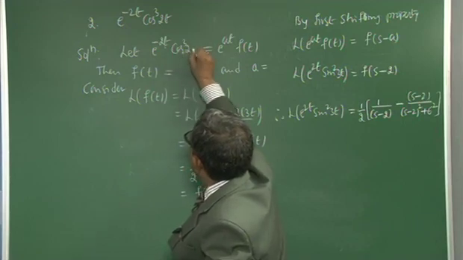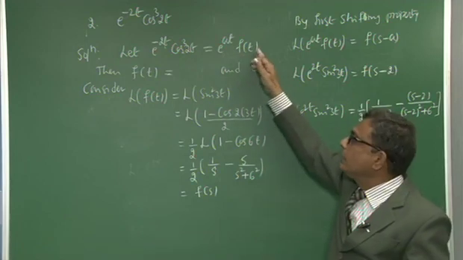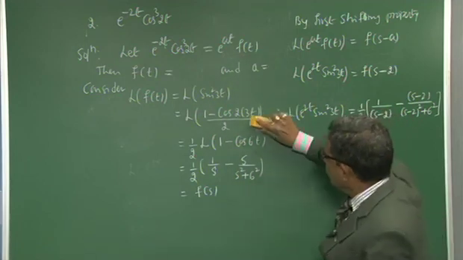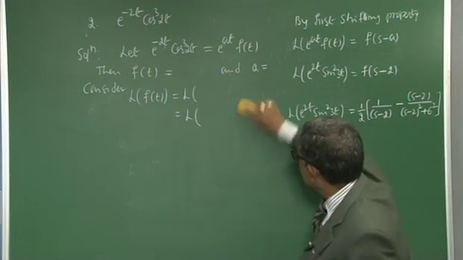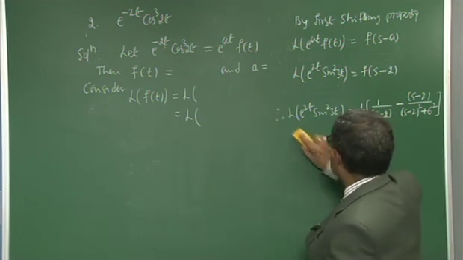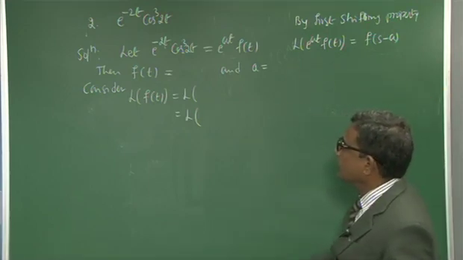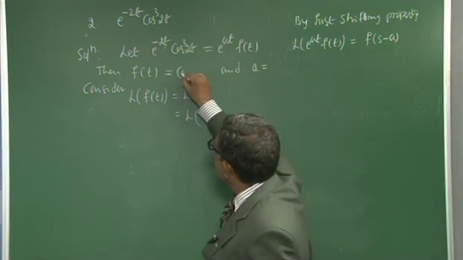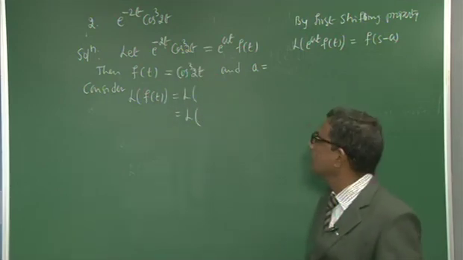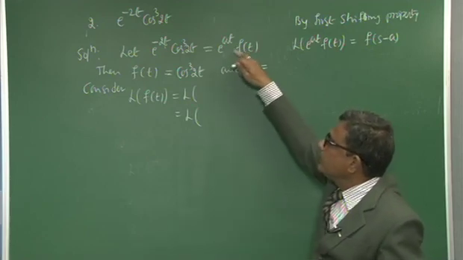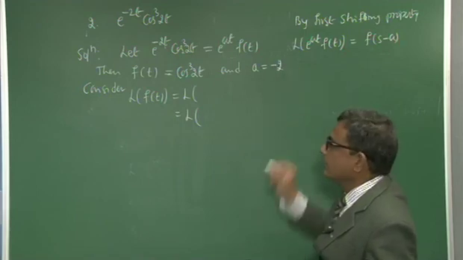cos cube 2t, which is of the form e raised to at f of t. Then what is your function? The trigonometric function cos cube 2t. And what is your a? e raised to at is e raised to minus 2t, so a is minus 2.